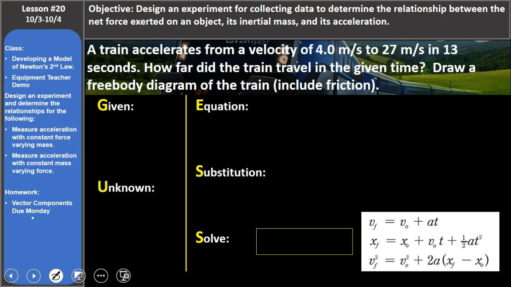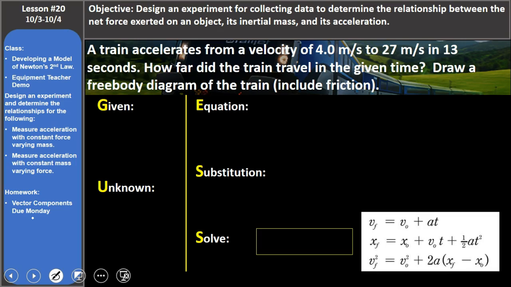Why are we doing average velocity for this one? Because we're low on time. Let's look at this. Okay, we are low on time, and I got one more thing I got to show you.